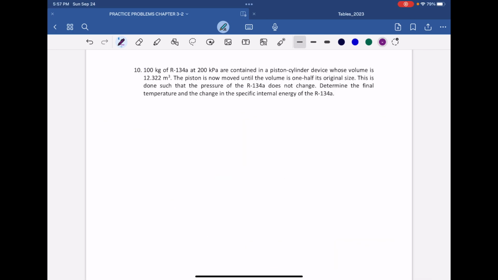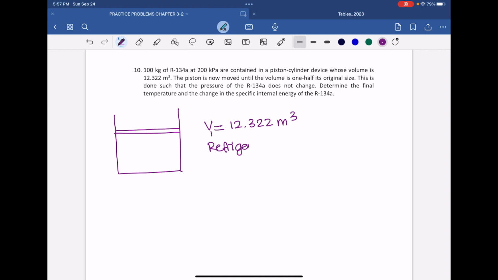All right, so 100 kilograms of refrigerant at 200 kilopascal are contained in a piston cylinder device. The volume is 12.322. All right, let's sketch it. We have a piston cylinder device. The volume is 12.23322. It's a refrigerant, and the mass is given. The pressure is given.